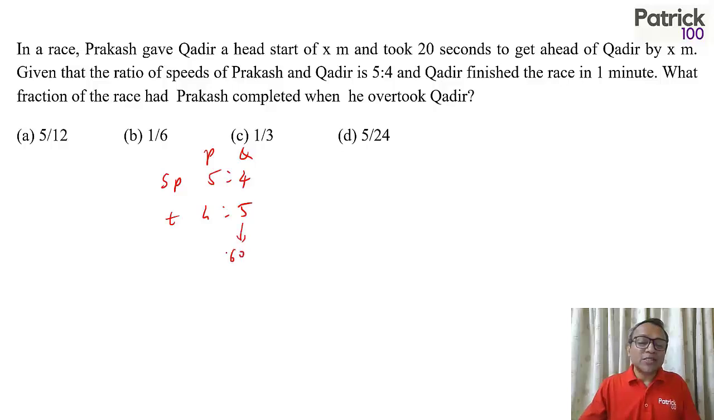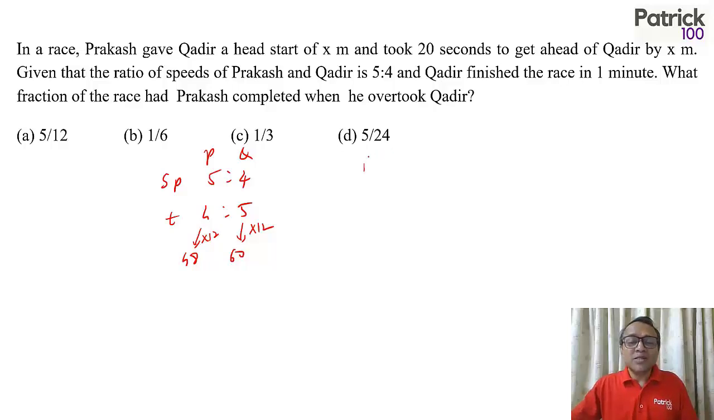So 5 stands for 60, so 4 will stand for 48. Okay, 5 times 12 is 60, 4 times 12 is 48. So Prakash takes 48 seconds to complete the race. So what fraction of the race had Prakash completed when he overtook Kadir?